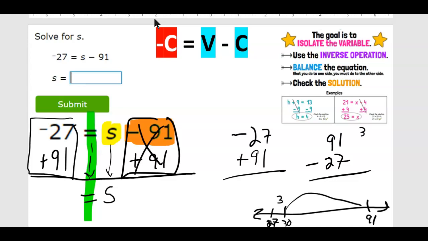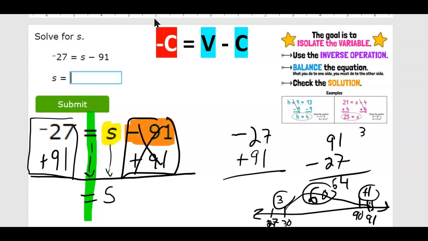Then I go from 30 to 90. I go 30, 40, 50, 60, 70, 80, 90. That's 60. I just counted it on my fingers. So far I've got 63, but I've got one more to go because that's only 90, remember? One more, plus 1. So 60 plus 3 plus 1 is 64, right?